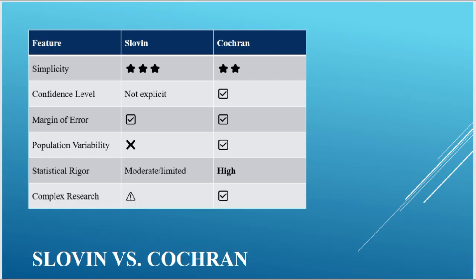However, this does not mean that Cochran should automatically be used for every research study. The choice depends on the research context, assumptions, and methodology. Researchers should also remember that the formula alone does not guarantee representativeness. The sampling technique and quality of data collection are equally important.